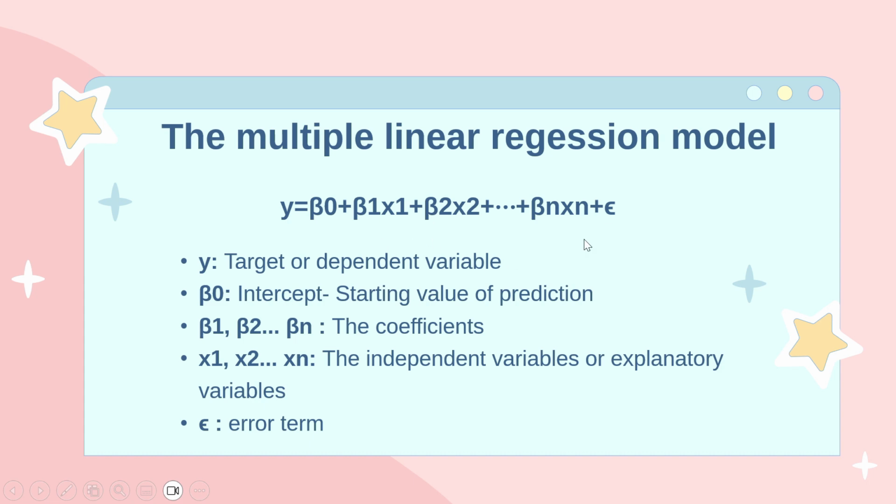X1, X2, and Xn are the independent variables or explanatory variables. The last one is the error term. The error term is the difference between the actual value and the predicted value in the model.